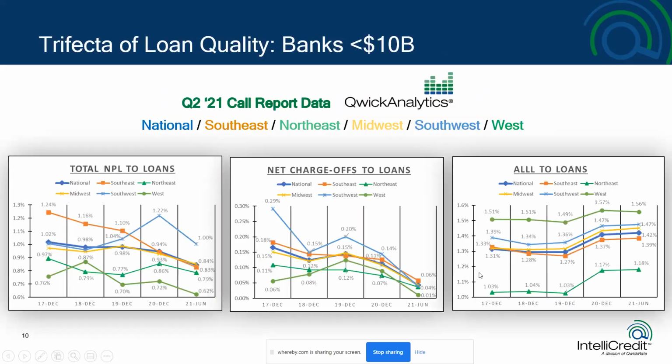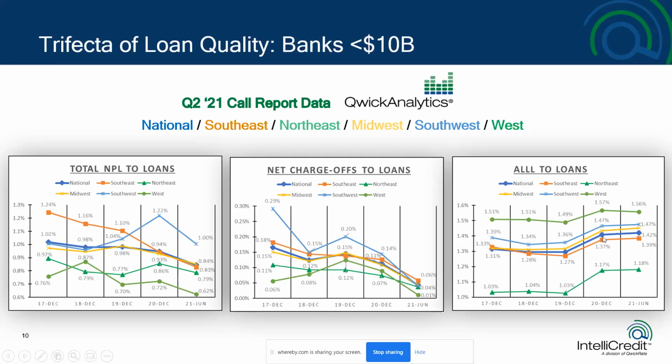So let's talk a little bit about what I call the trifecta of loan quality that's going on in the nation as of the second quarter call report. Again, this is public information from call report information. It does show that in most cases, the regions are a little below the national average in terms of NPLs. NPLs, or non-performing loans, is the inventory. Net charge-offs are non-existent virtually all across the country at this particular point in time.